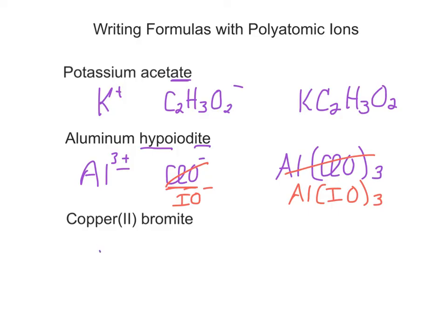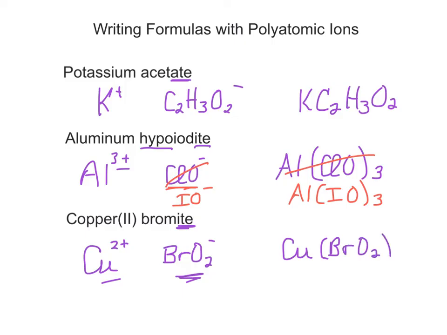Copper 2. So that's Cu, and the Roman numeral tells us it's 2+. Bromite, that's a polyatomic ion. That's BrO2 with a minus charge. So I need 2 of these for every one of those. So Cu(BrO2)2. So that's how we write formulas for ionic compounds.